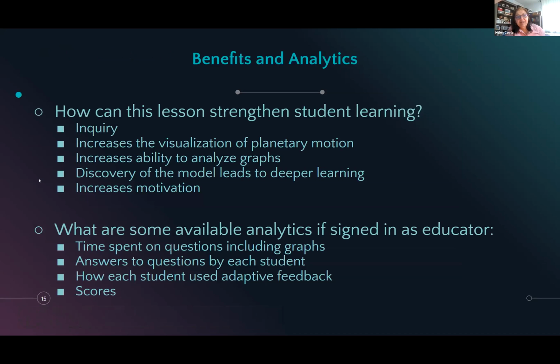So what are some benefits? Well, it strengthens student learning by being an inquiry-based type of lesson. It increases visualization. The student has the ability to analyze graphs better. The model is being used, and the student discovers the model themselves. It increases motivation because the student is able to accomplish this. It's well done, and pitched to the level of the students so that they're able to accomplish it.